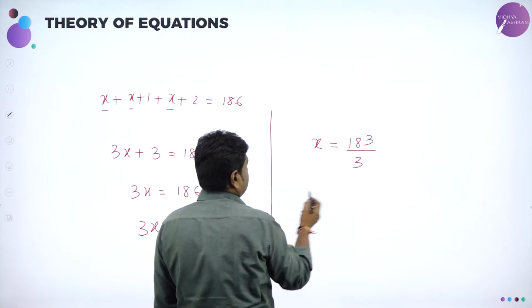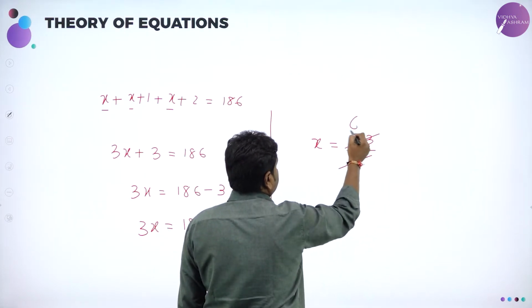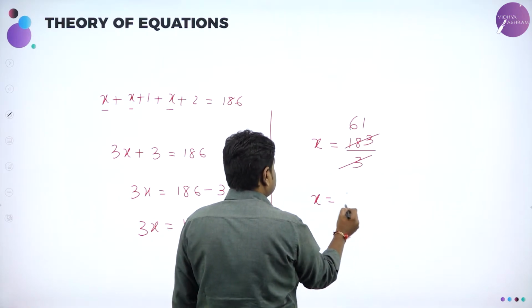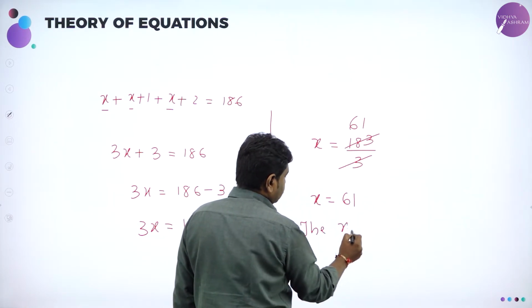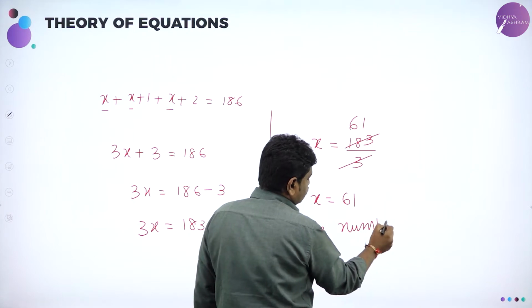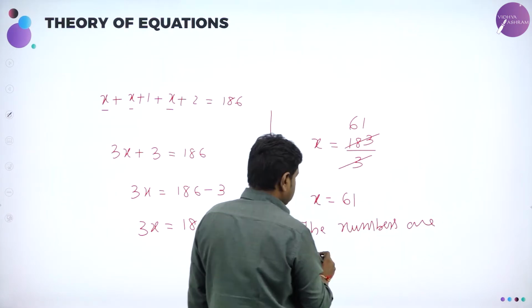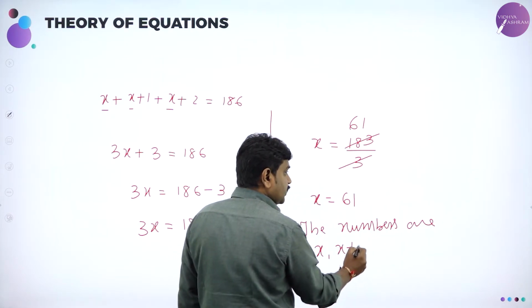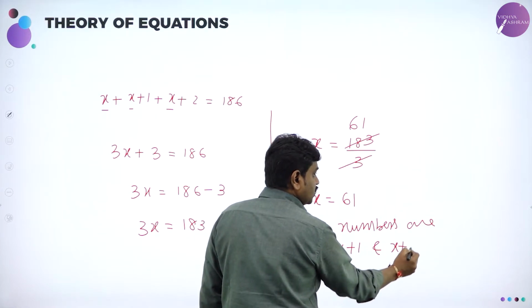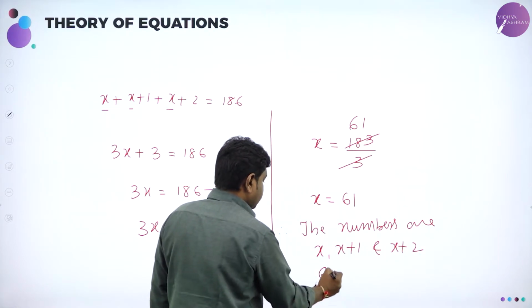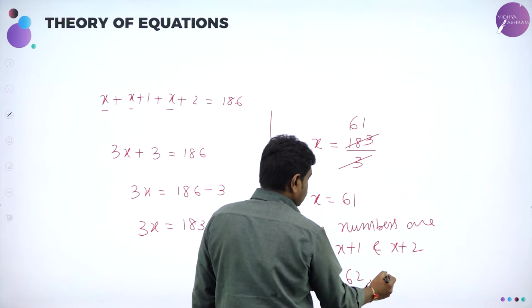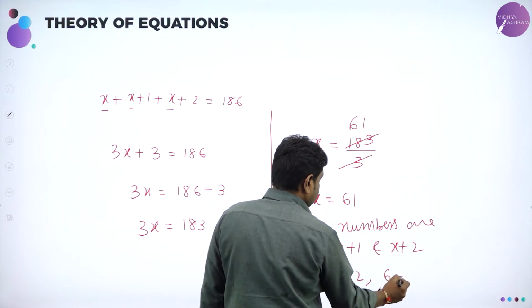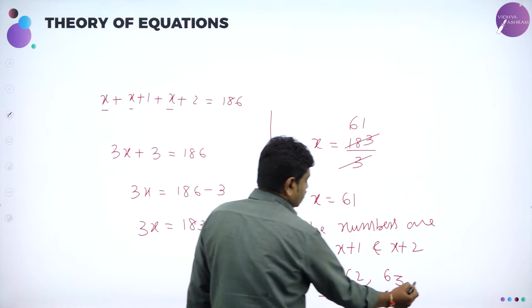Transfer 3 to this side, it will come 3. 3 6s are 18, 3 1s are 3. So X is 61. Therefore the numbers are, what are the numbers we assumed? X, X plus 1 and X plus 2. That is 61, 62, 61 plus 2, say 63 are the numbers.